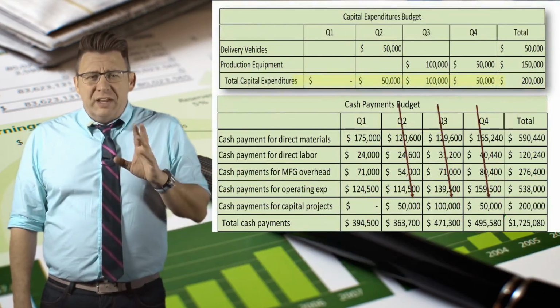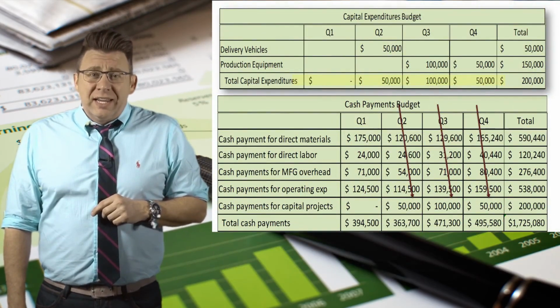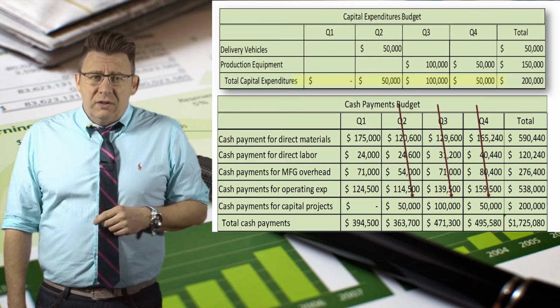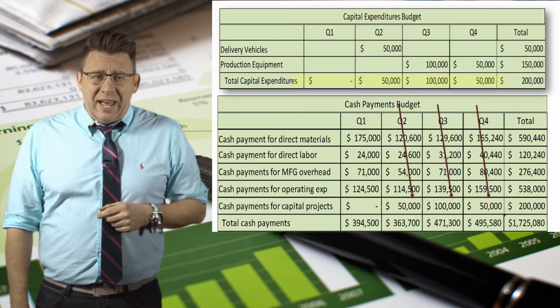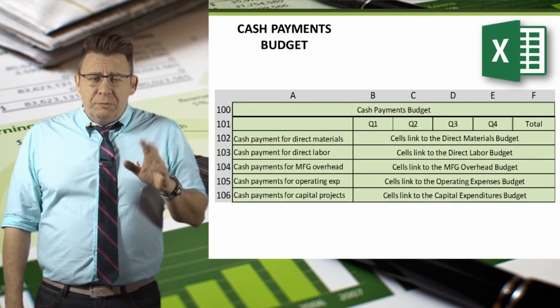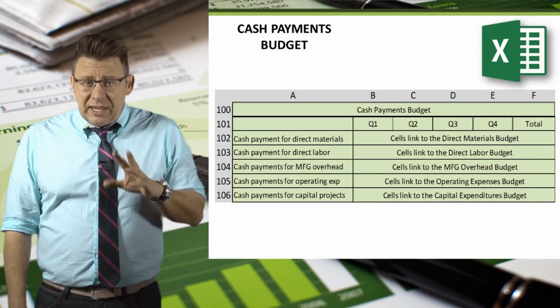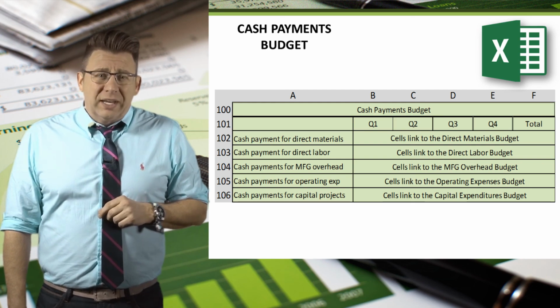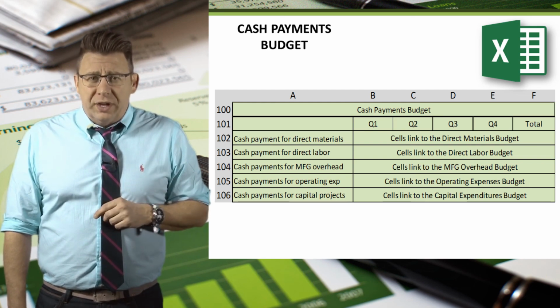Finally, the timing of capital expenditures are listed in the quarter they incur. This information comes directly from the capital expenditure budget. Of course, we would look to build this budget in Excel and link the cells with the related cells from the appropriate budgets.